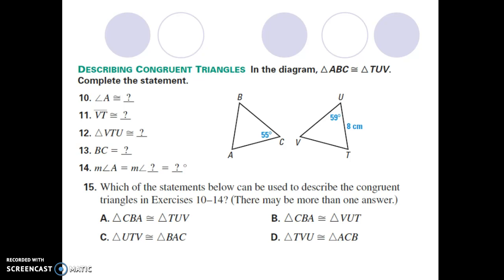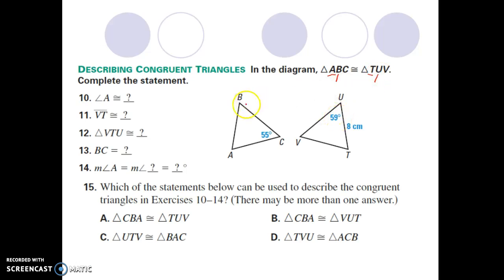So we have some practice problems here. Now you'll notice that we are missing some information, but we could fill that in as we go along. We're told triangle ABC is congruent to triangle TUV. So again, if we look just at our figure, whatever measure I have for A should be the same measure I have for T. Now if we look at our diagram, we don't have a measure for either of those, so we're going to have to find those. B should be congruent to U.